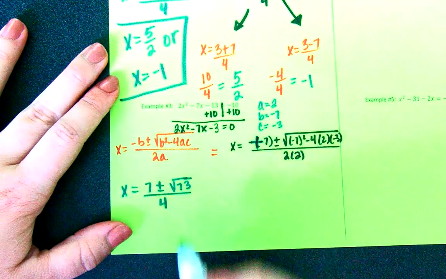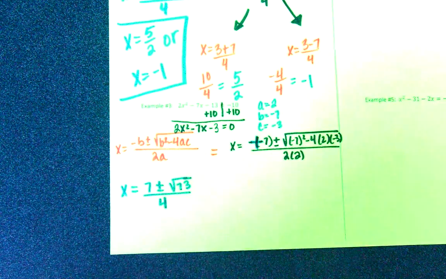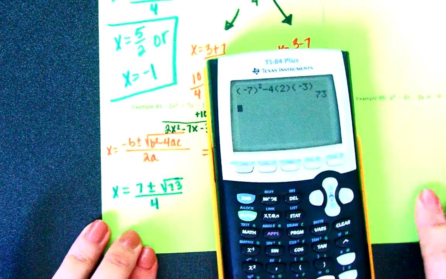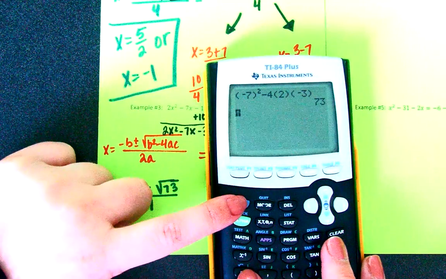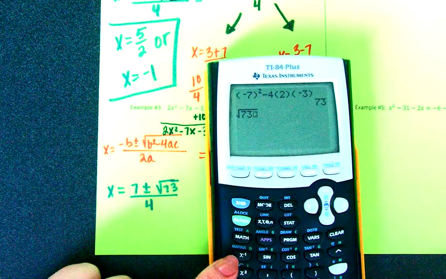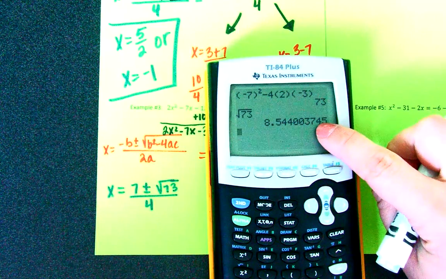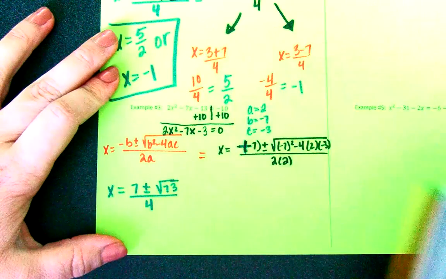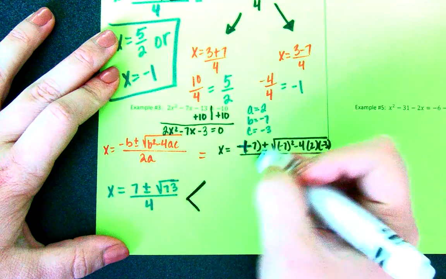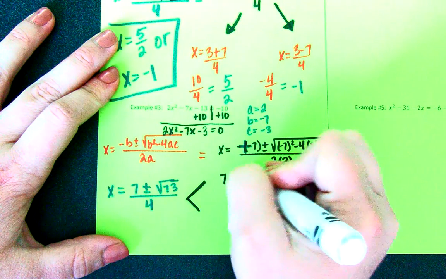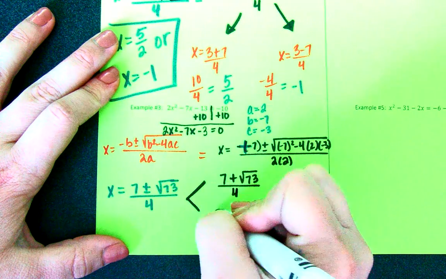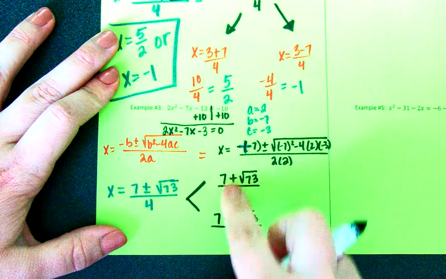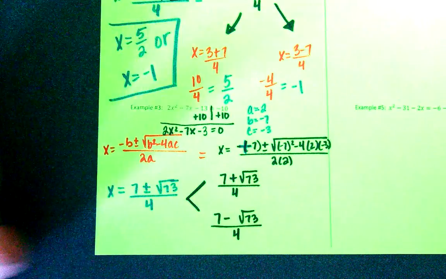Now, is the square root of 73 a perfect square? Does anything multiplied times itself give you that number? No. And if you want to double check yourself, you can always do it in the calculator. The square root of 73 is a decimal, so it is not a perfect square. If it is not a perfect square, you leave it how it is. You just split it up, so you would have 7 plus the square root of 73 divided by 4, and 7 minus the square root of 73 divided by 4. You cannot simplify these answers anymore. So that would be your answer.